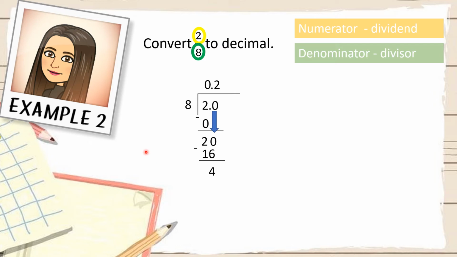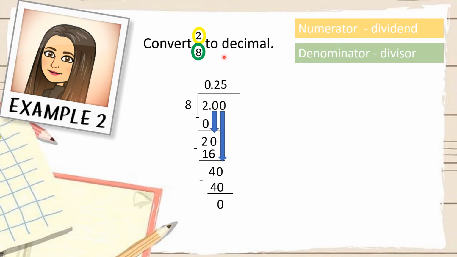So 4 divides 8. Can it be? Cannot be, or 4 cannot be divided by 8. So that's why again, we will add 0. So bring down 0. We have now here 40. So 40 divided by 8 will give you 5. Then 5 times 8 will give you 40. So 40 minus 40 is equal to 0.